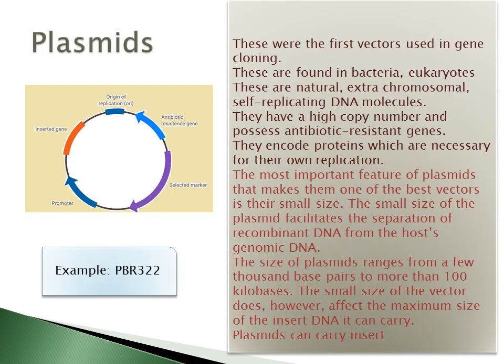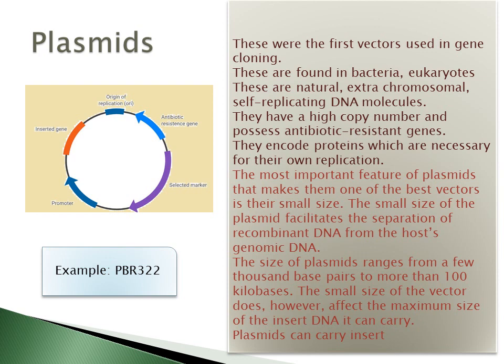Types of vectors: plasmids. So we are going to discuss important vectors which we are using in day-to-day life. The most important is plasmids. These plasmids are small, circular, double-stranded extrachromosomal DNA present in bacterial cells. They were the first vectors used in gene cloning. They are found in bacteria and eukaryotes. They are natural, extrachromosomal and self-replicating DNA molecules. They are inherited separately without the influence of chromosomal DNA.